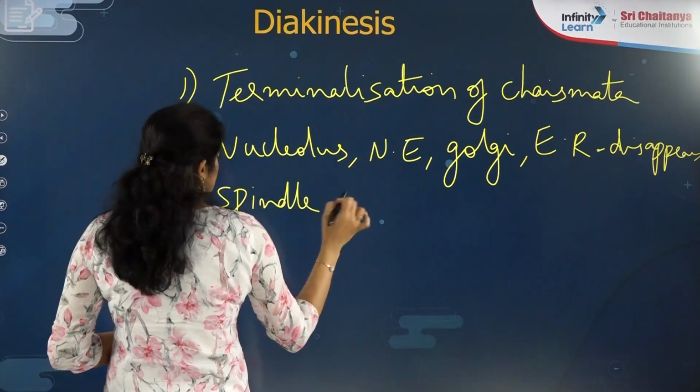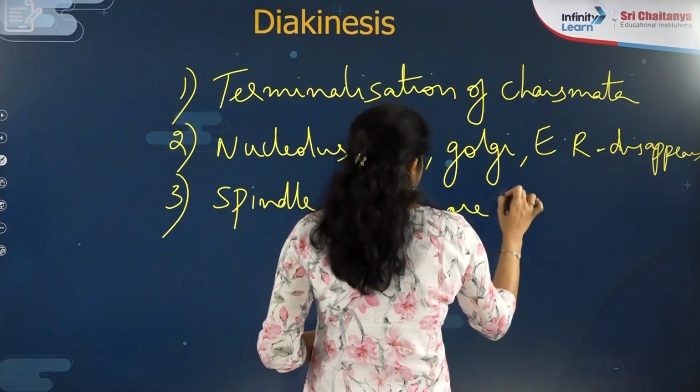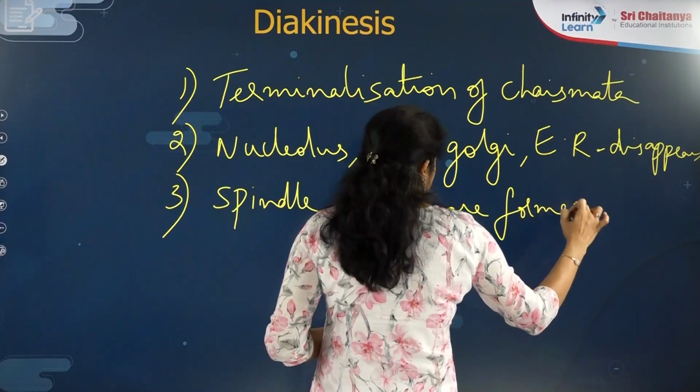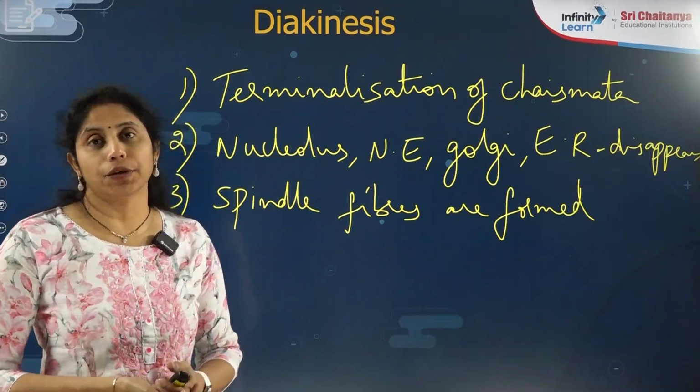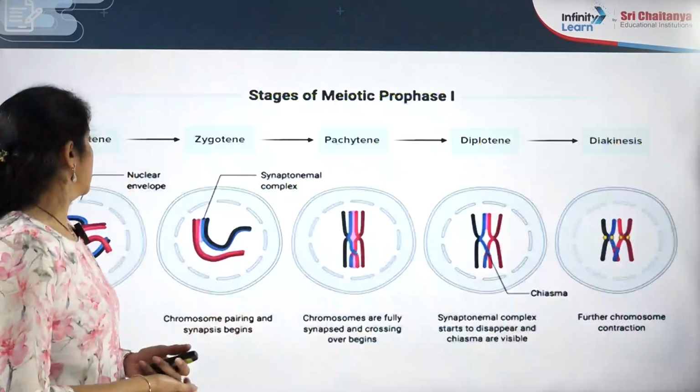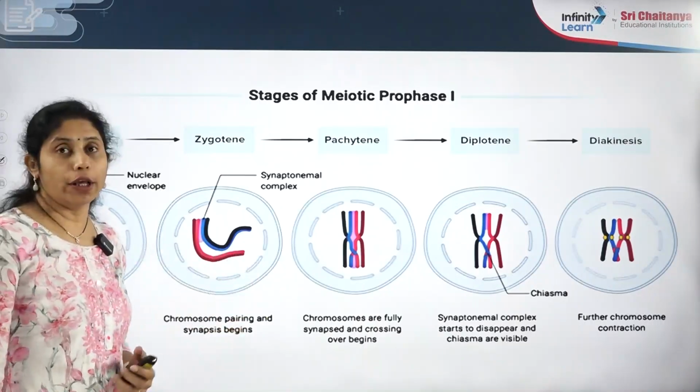Spindle fibers are formed. So, by the end of this diakinesis, the chromosomes would have been released into the cytoplasm. Now, these are the basic events of leptotene, zygotene, pachytene, diplotene and diakinesis.